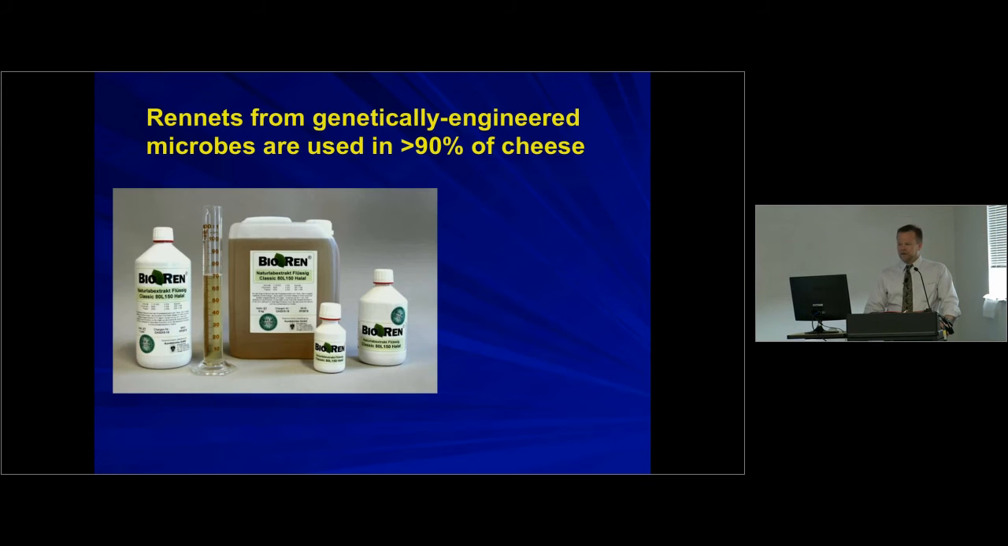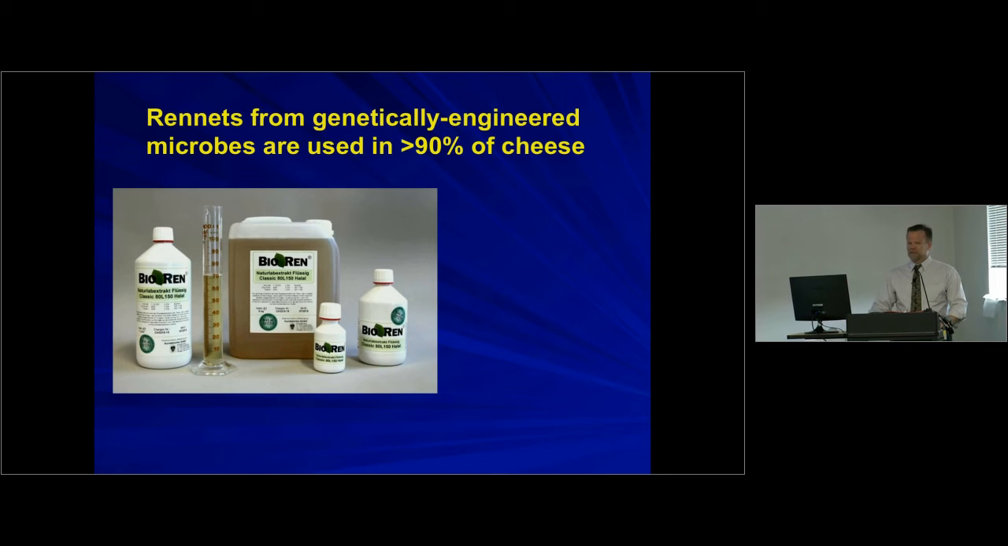But in cheese making, you can buy these gallons of microbial rennets. You can buy this stuff by the gallon. And this is what people use for cheese making these days. About 90% of consumer cheese is made using a non-animal based rennet, something that comes through genetic engineering.